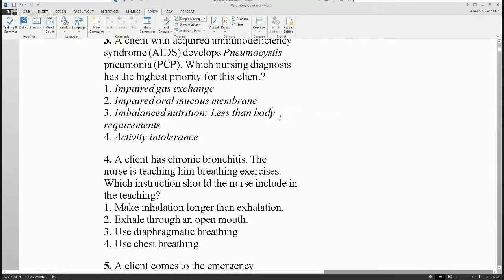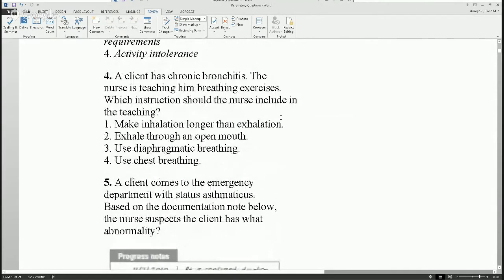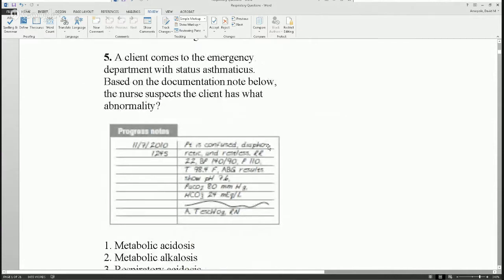All right. Jeff. A client has chronic bronchitis. The nurse is teaching him breathing exercises. Which instruction should the nurse include in the teaching? Use diaphragmatic breathing. Yes, the diaphragm is flat and weak in chronic bronchitis. Breathing helps to strengthen the diaphragm, maximizes ventilation. If you guys want me to go through any of the other ones, let me know.